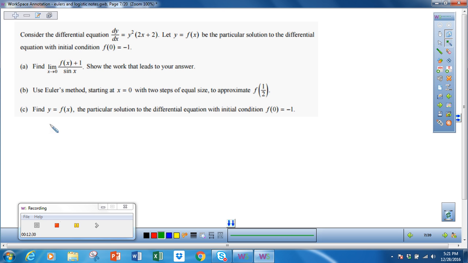Okay. Welcome back. Hopefully you paused the video. In this first problem, we notice that it's asking us to find the limit as x approaches 0, so we're going to try a direct substitution.